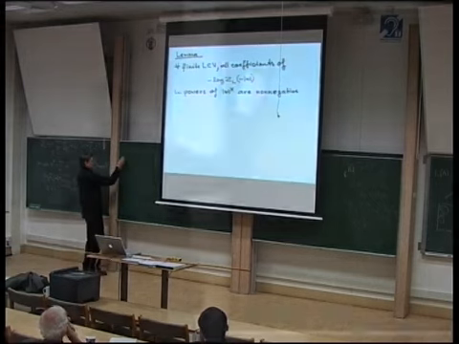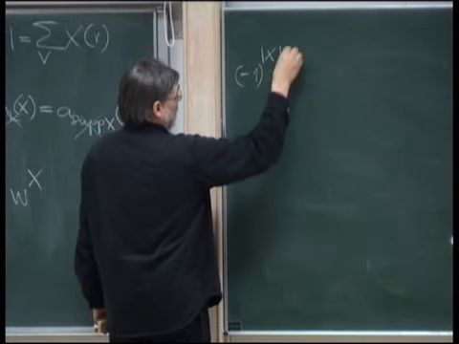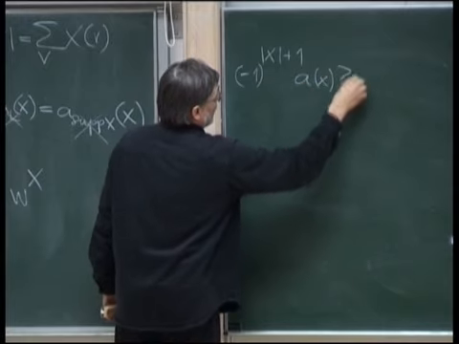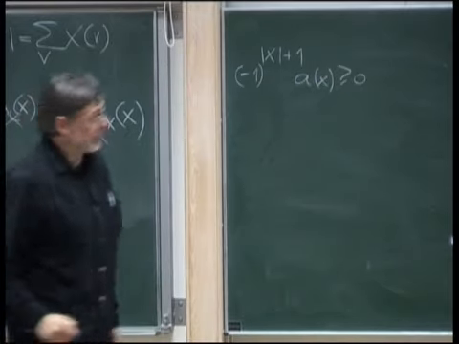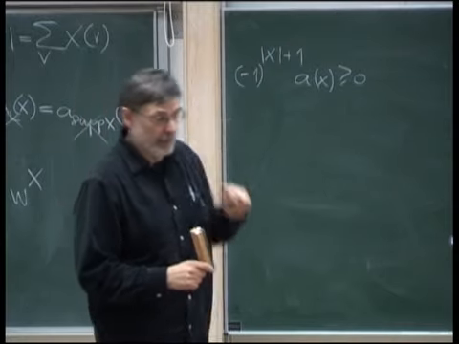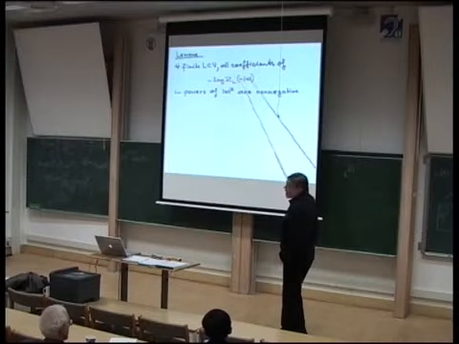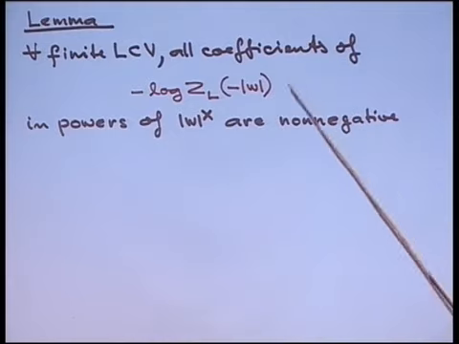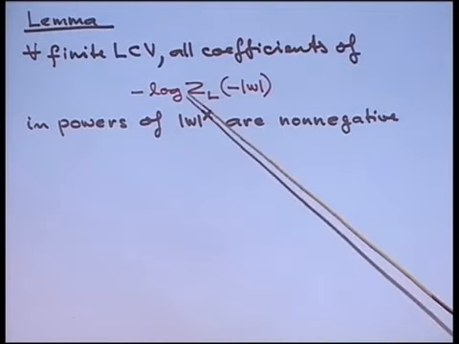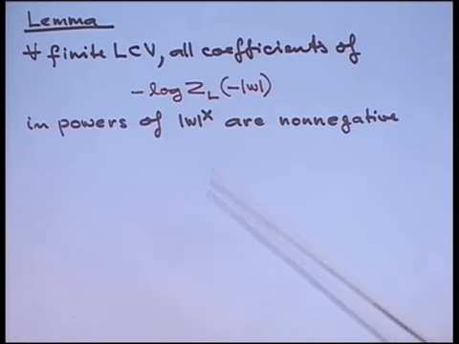I'm running out of space on these pieces of blackboard around the screen. So, minus 1 to the power of absolute value of x plus 1 times A_X is non-negative. This is my alternating sign property. I'm claiming that it is equivalent to this thing here. So what is this lemma saying? For every finite L, all coefficients of minus logarithm of Z_L, taken with the weights that are minus absolute value of w, if I expand this in powers of w, will be non-negative.